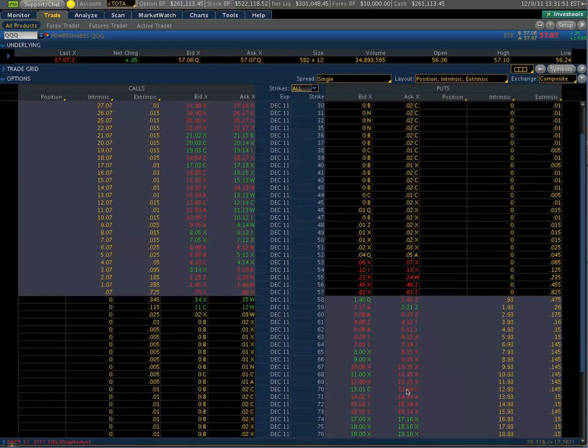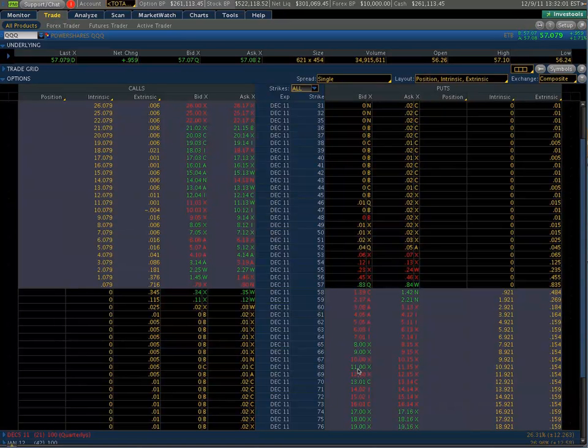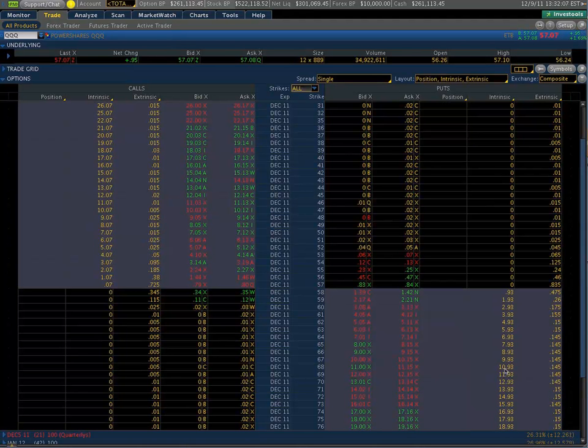As you get deeper into the money, in this case we're looking at the puts over here, let's take the 68 put. It's currently trading between a bid of 11 and an asking price of 11.15. It has an intrinsic value of $10.93, and in addition, it has an extrinsic value of about 14.5 cents.